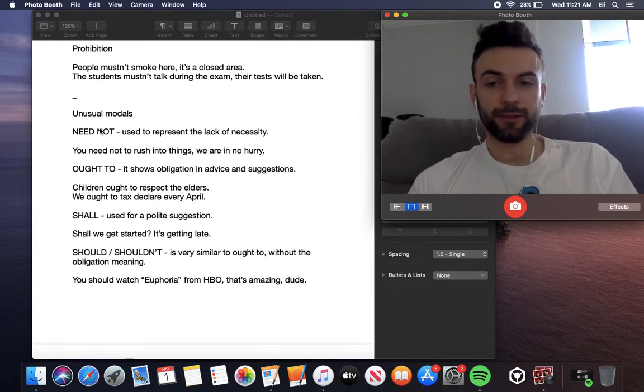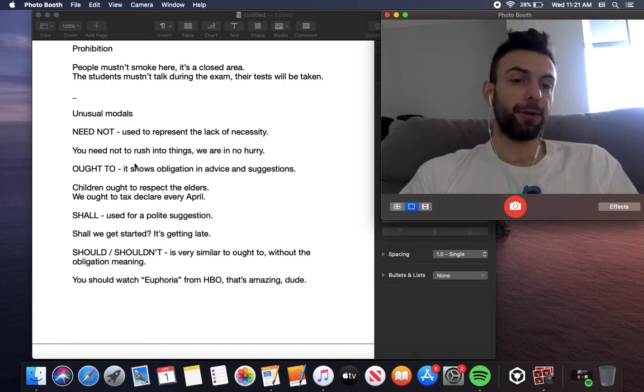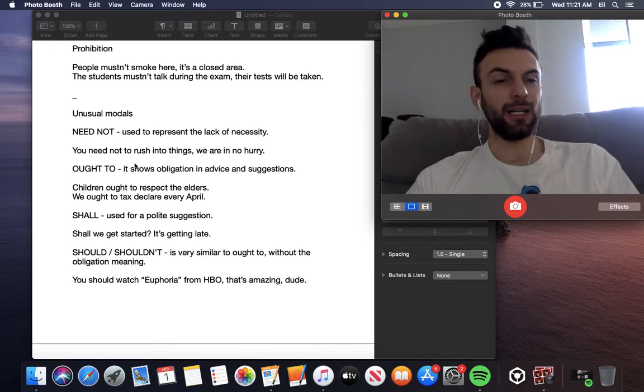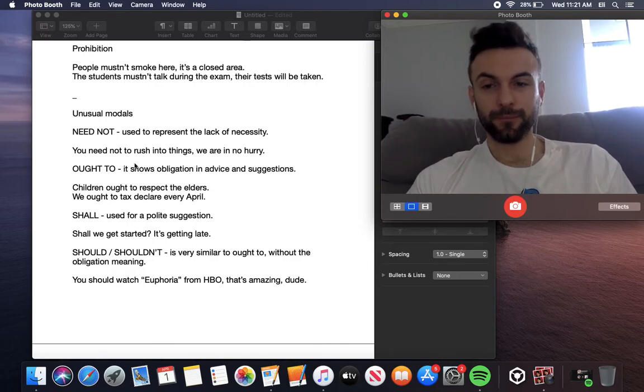Unusual modals. Need not. Use it to represent the lack of necessity. You need not rush into things. We are in no hurry. Like keep it easy, bruh.